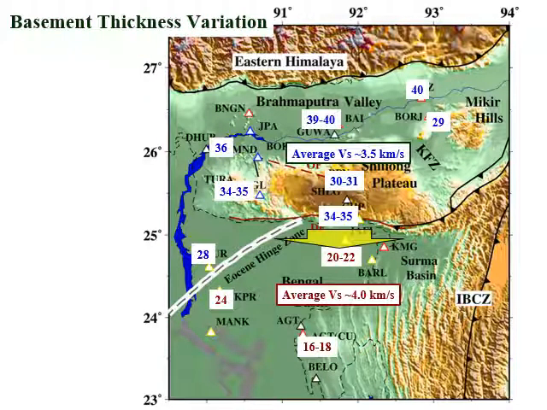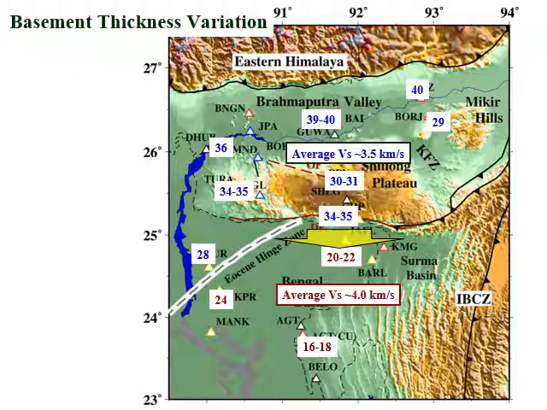The next is the observation of the thickness of the basement layer and its variation from north to south. So what you can clearly see is that the basement thickness, or the crustal layer thickness without the sediments, is about 40 kilometers underneath the Brahmaputra Valley. It's about 30 to 31 kilometers beneath the central Shillong Plateau and about 34 to 35 kilometers at the southern edge of the Shillong Plateau. All of these have an average Vs of 3.5 kilometers per second.